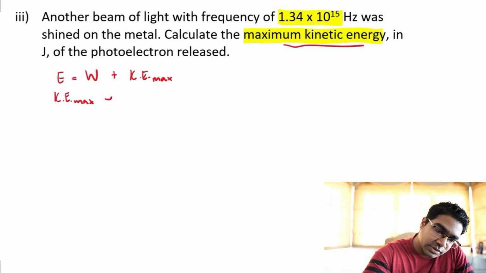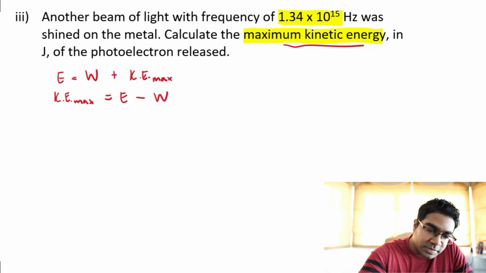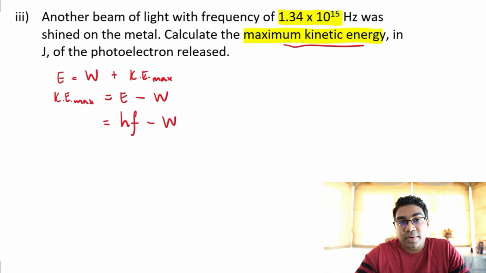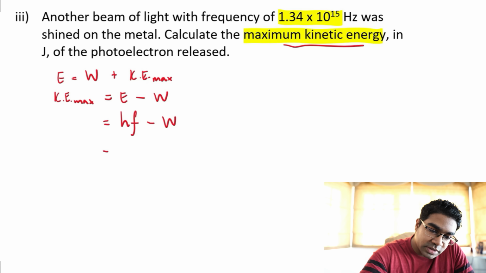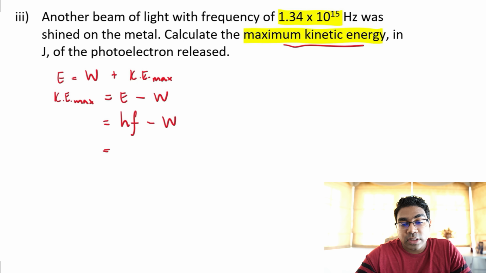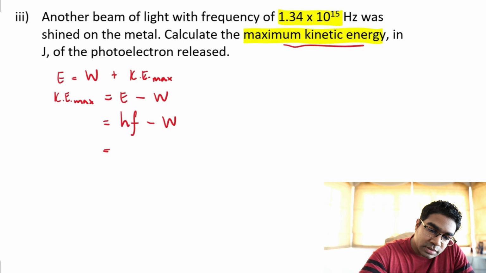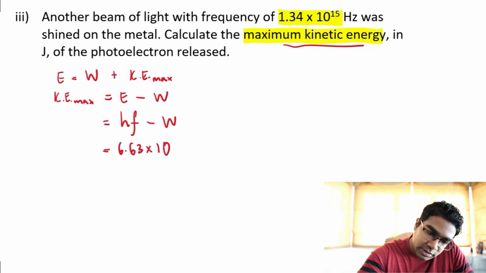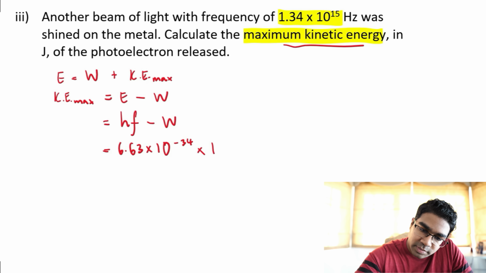KE max will be equals to E minus W. And so we substitute E as hf minus W. In this case, we already have the work function, so there's no need to find it. Now we just have to substitute the values. So the energy of the photon now will be 6.63 times 10 to the power negative 34, this is Planck's constant, times the frequency, which is 1.34 times 10 to the power 15, minus the work function.